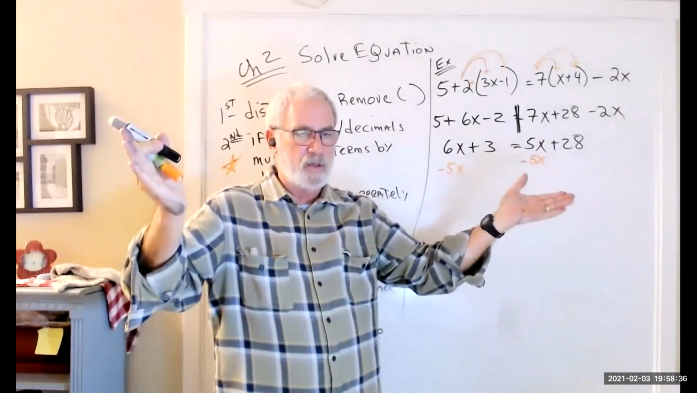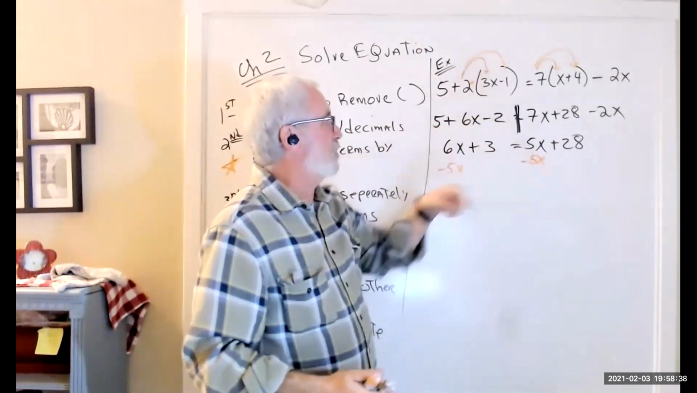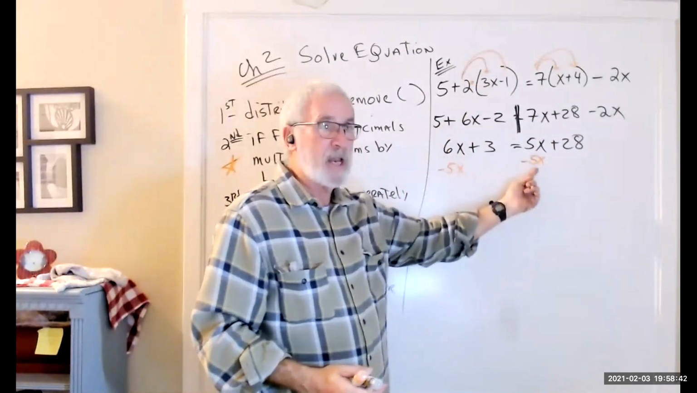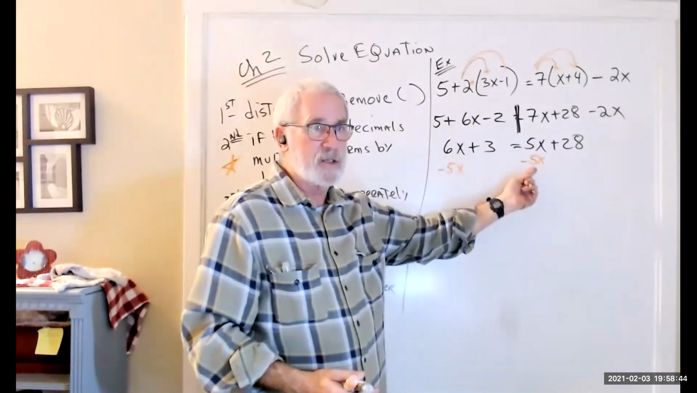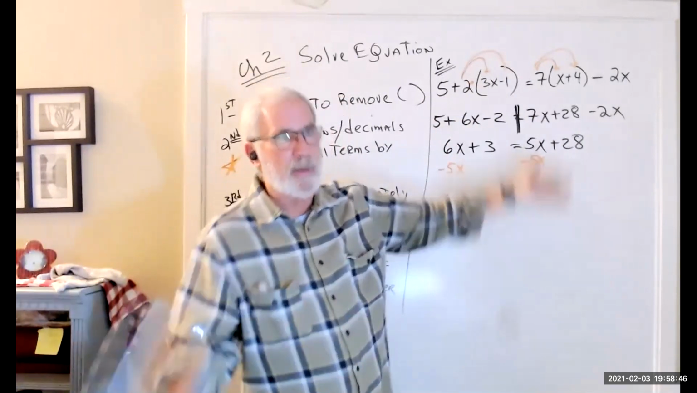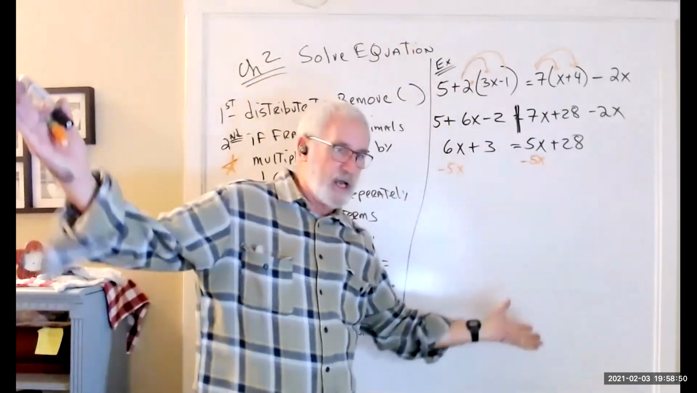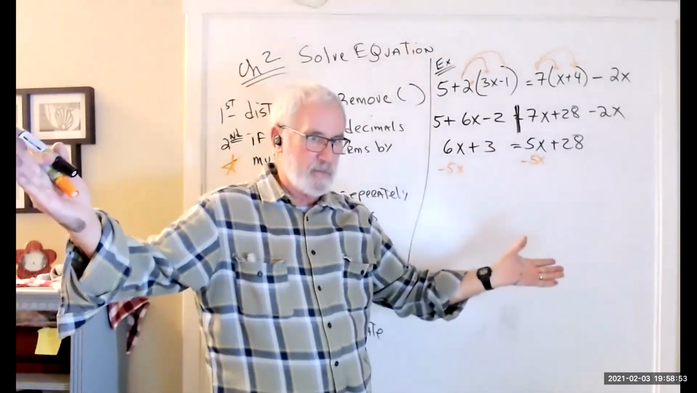balance. Okay, distributing doesn't disrupt the balance. Adding like terms doesn't disrupt the balance. But if you take 5x away from this side, man, you just screwed up the balance. You're out of balance. So you got to take 5x away from the other side to make it balanced again.